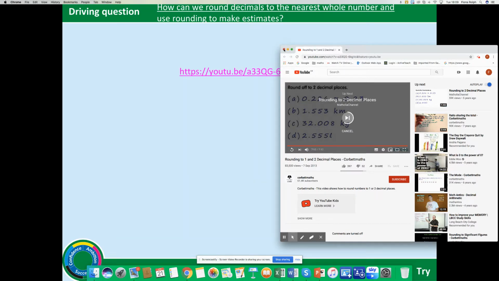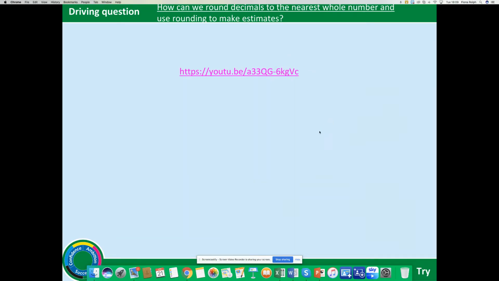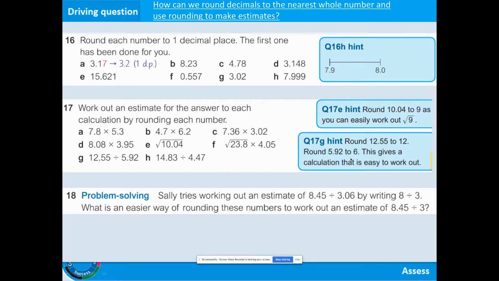Okay, so I hope we're all a little bit clearer on that. And let's try our next slide. So have a go at these ones. Remember the rules. If you're rounding to 1 decimal place, you look at the second decimal place to tell you what to do.